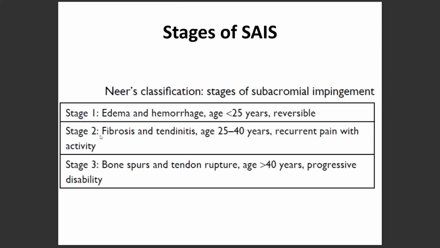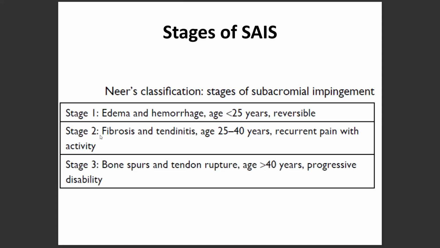Now, what are the stages of subacromial impingement syndrome? This is called the Neer classification, and according to the Neer classification, there are three stages of subacromial impingement syndrome. In the first stage there will be edema and hemorrhage, and all these conditions may be reversible, and mostly the patients are less than 25 years. So such edema and hemorrhage occur in the young population.